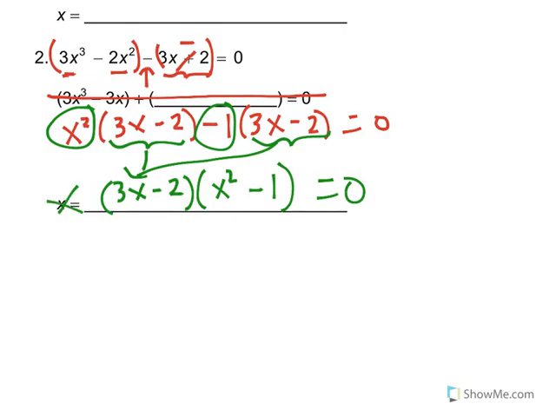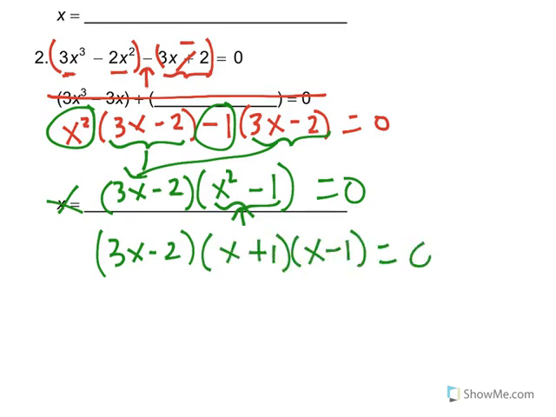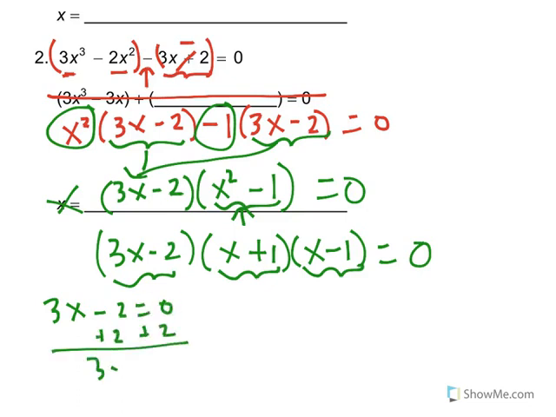We also realize that this second parenthesis is a difference of squares, so we can actually factor that one step further into x plus 1 and x minus 1. And now since we have the 3 factors, we set them all individually equal to 0. So we have 3x minus 2 equal to 0. To solve it, we're going to add 2 and then divide it by 3.